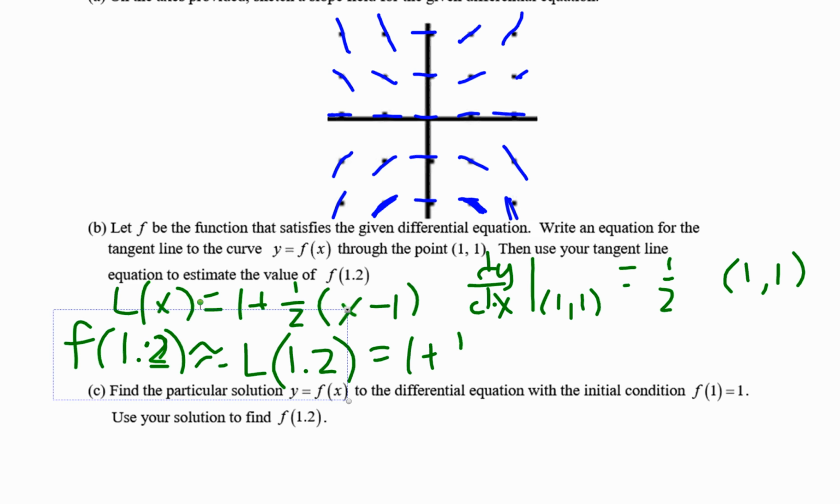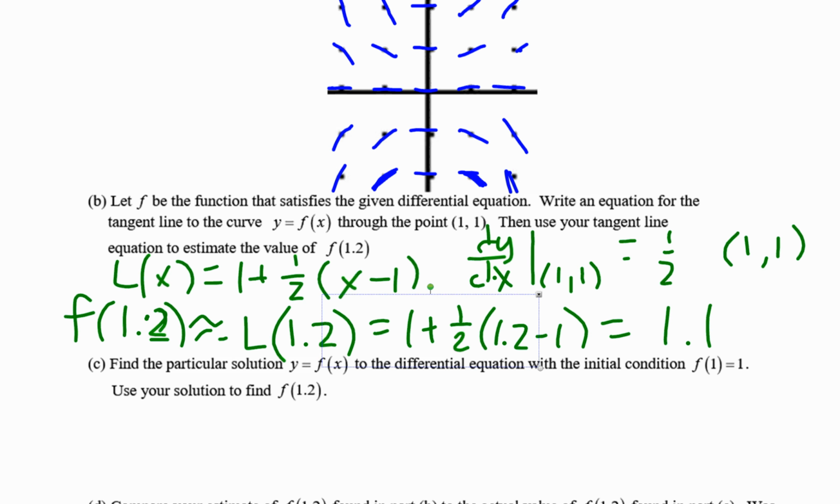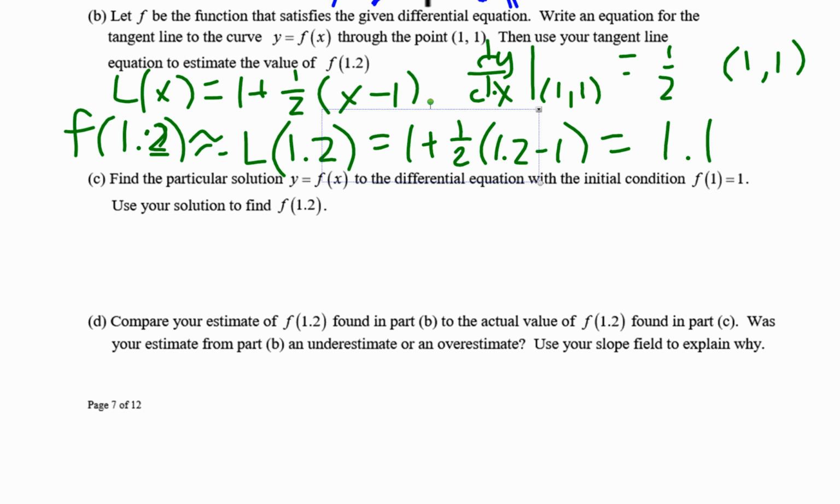So that'd be 1 plus 1/2 of 1.2 minus 1. 1.2 minus 1 is 0.2, half of that's 0.1, so 1.1. So that's what we're going to estimate the value of f of 1.2 to be, even though we don't even know what f is. We used our tangent line.